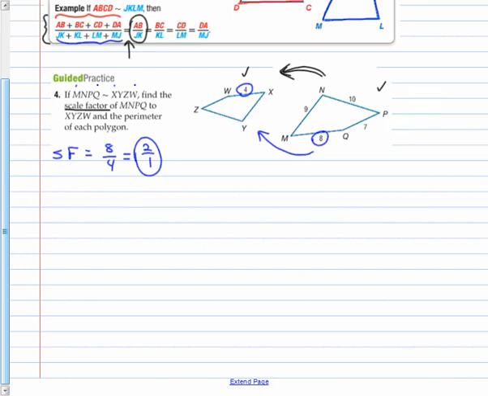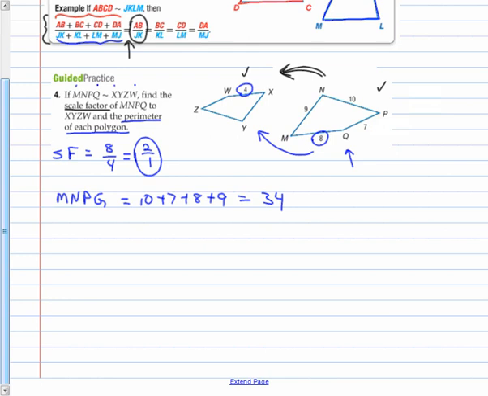And they want to know what is the perimeter of each polygon. Well, I could figure out the perimeter of this one right over here just by adding it up. So I know MNPQ is going to have a perimeter of 10 plus 7 plus 8 plus 9. So get your brains, add those all together, beat me to the answer. I don't know if you did or not. 34.